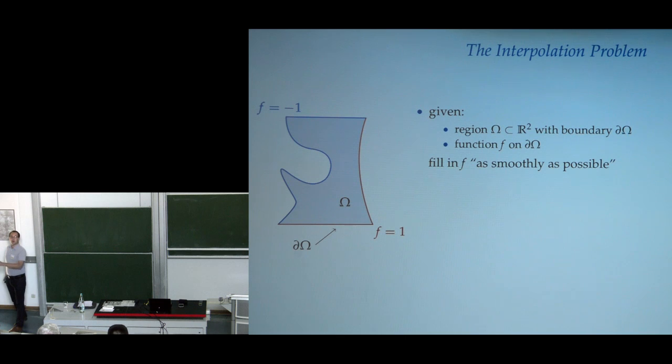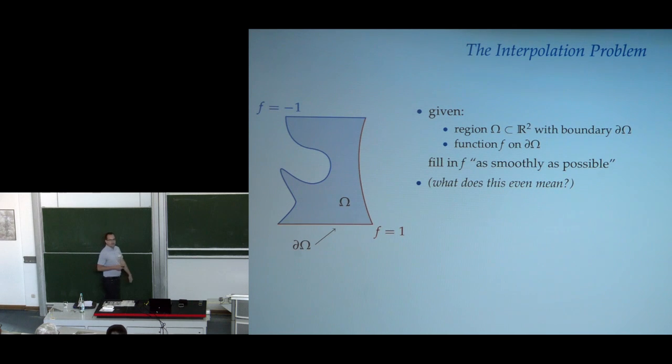And I want you to fill it in a way that's as smooth as possible. Well, what does this even mean? What does it mean if I say to fill it in as smooth as possible? Now, smooth is a technical term, right? Smooth means it has a bunch of derivatives. But this is not really what we intuitively mean by smooth. If I give you a C infinity function that's super bumpy, that's not what I call smooth.